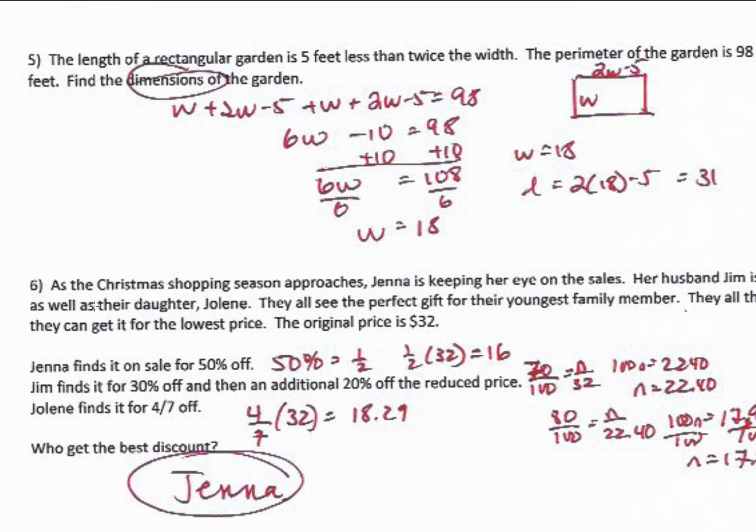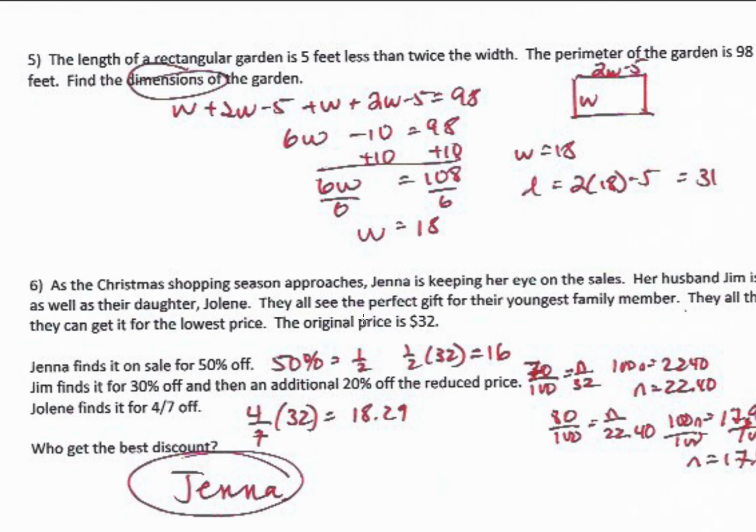I'll have to correct it right here. Jenna finds it for 50% off. So 50%, here's another way to do it. The last time we did it using 50 over 100, or 40 over 100, or whatever I did. In this case, 50% is the same thing as a half, and half of 32 is 16. So $16 for Jenna's price.